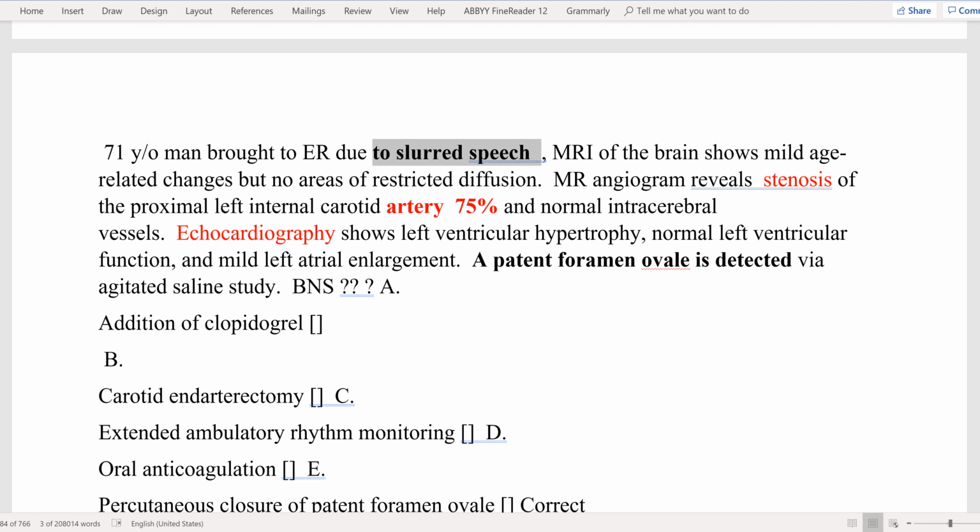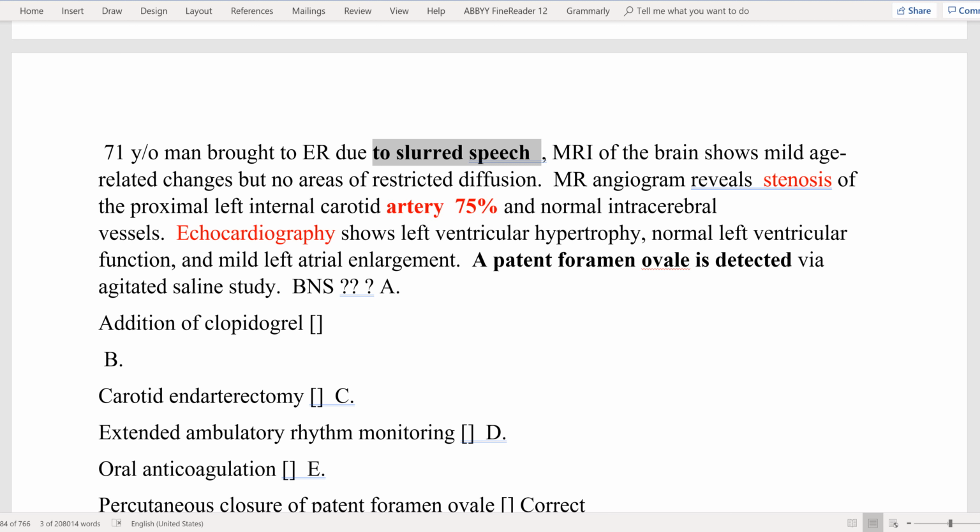So then additional clopidogrel in strokes, you don't really give clopidogrel. It's harmful. So that's why I think it's not choice A. Carotid endarterectomy, with 75%, yes, like you said, 70 to 99% we have to do it. Extended ambulatory, that's a Holter. What's Holter going to tell us much more? We already know. And oral anticoagulation, not too sure.